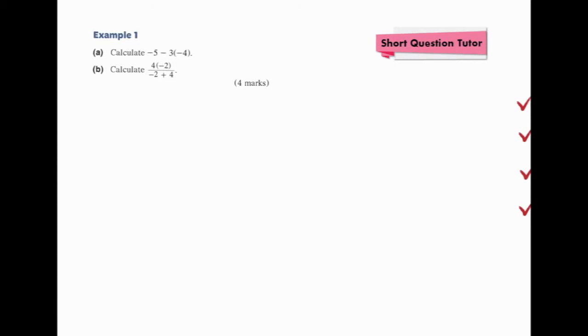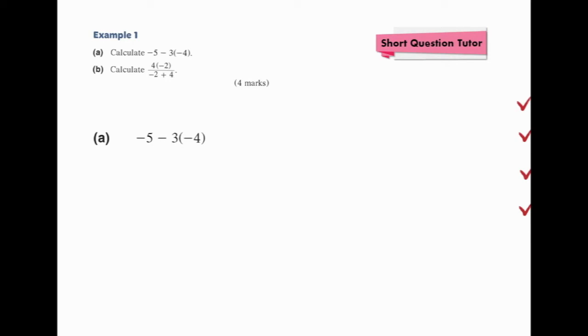First, let's talk about example 1. These are some typical questions about directed numbers. The most important thing is to stick to the rules of mixed operations of directed numbers. For example, in part A, -5 minus 3 times bracket -4. Which part should we do first?